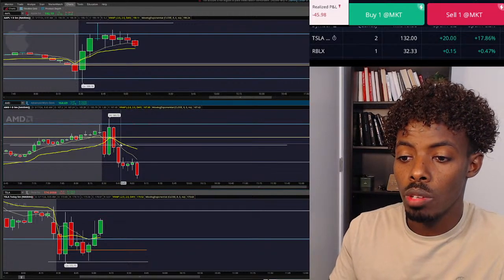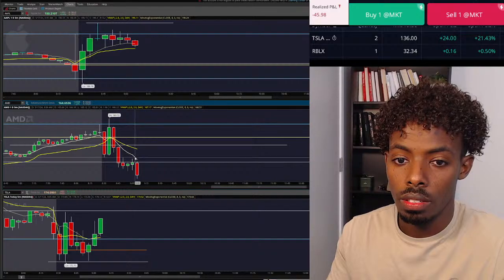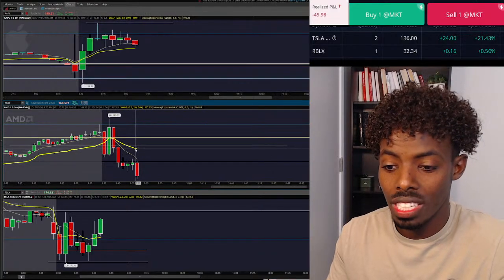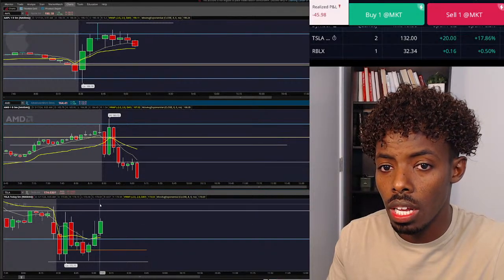You notice how the VWAP's not following the dip? That's an indicator, by the way, that there's no reversal going to happen. So right now, we're really pushing at 21%.